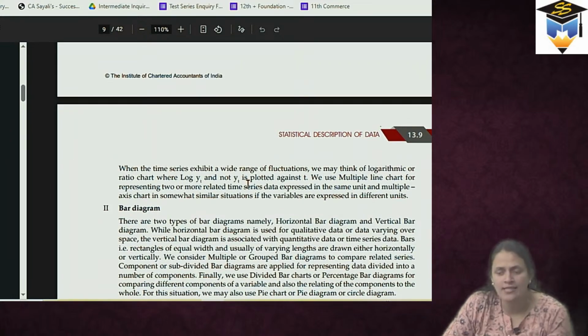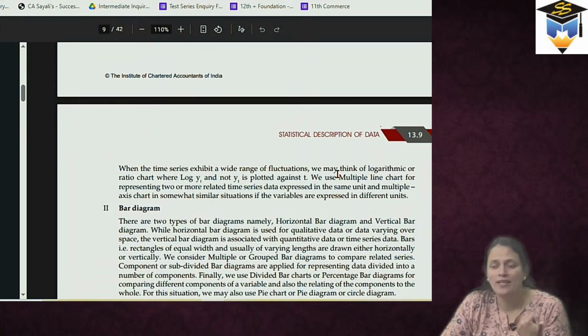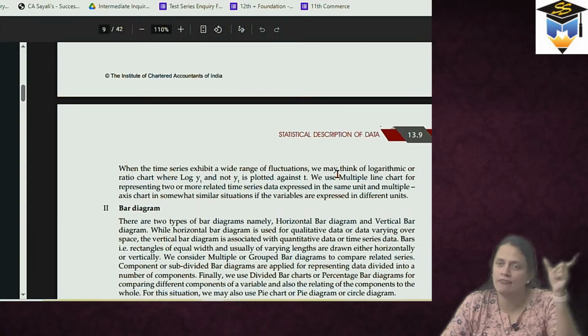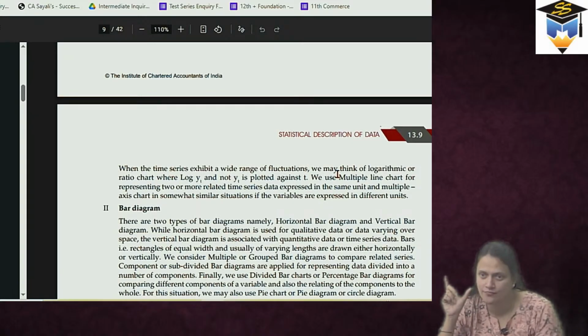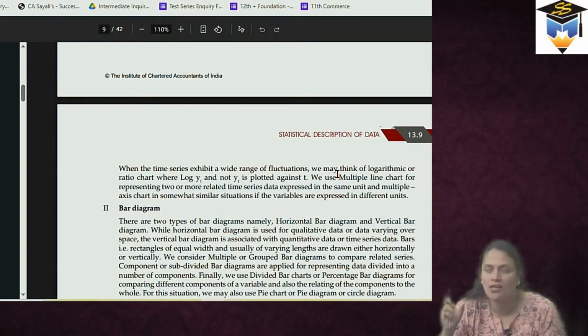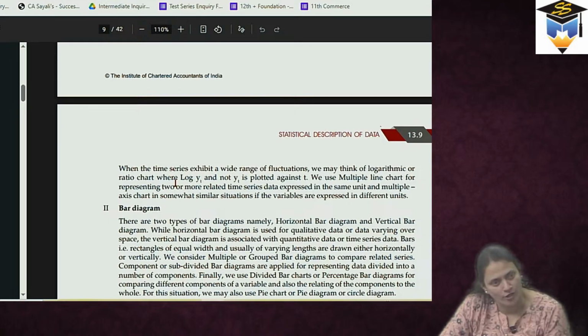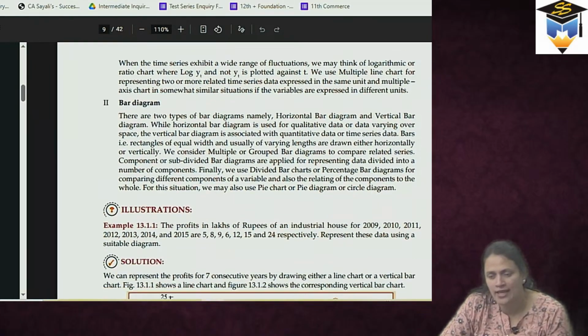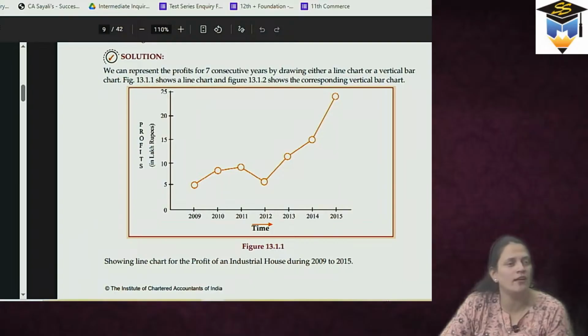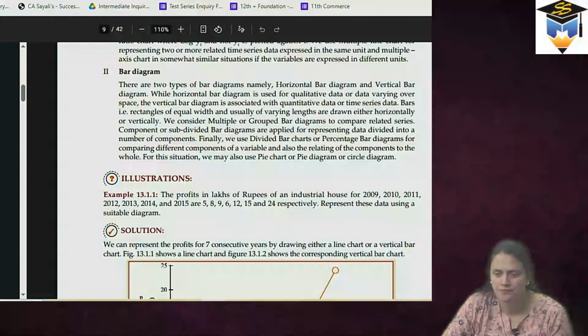So when the time series exhibits a wide range of fluctuations, we may think of a logarithmic or ratio chart. Yesterday we have done logarithms. What are logarithms? Remember, logarithm is nothing but the inverse of exponentiation. We have studied that. So multiple line charts can also be drawn. यहाँ पे उन्होंने जो दिखाया है हमें in the module, that is a single line chart. But multiple line charts can be there. Multiple data can be represented with the help of a line chart.